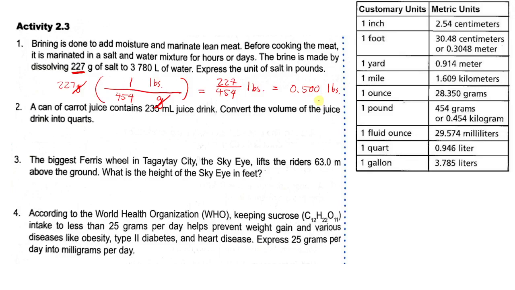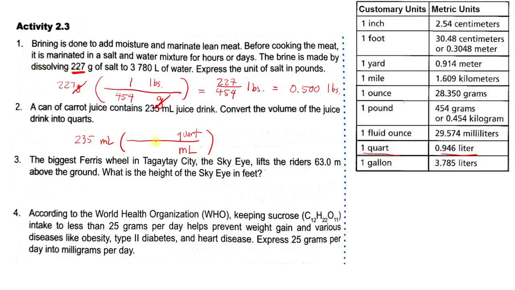I'll take number 2 also as an example for you. Here we have: a kind of carrot juice contains 235 ml of juice drink. Convert the volume of the juice into quarts. So again, the given here is 235 ml of juice drink, and we are asked to convert this to quarts. Since the given is ml, we put it at the bottom so we can cancel it later. Then on top, we are converting to quarts. And for the number, just look over here. On the table, we have quarts to liter. But here, we have ml.